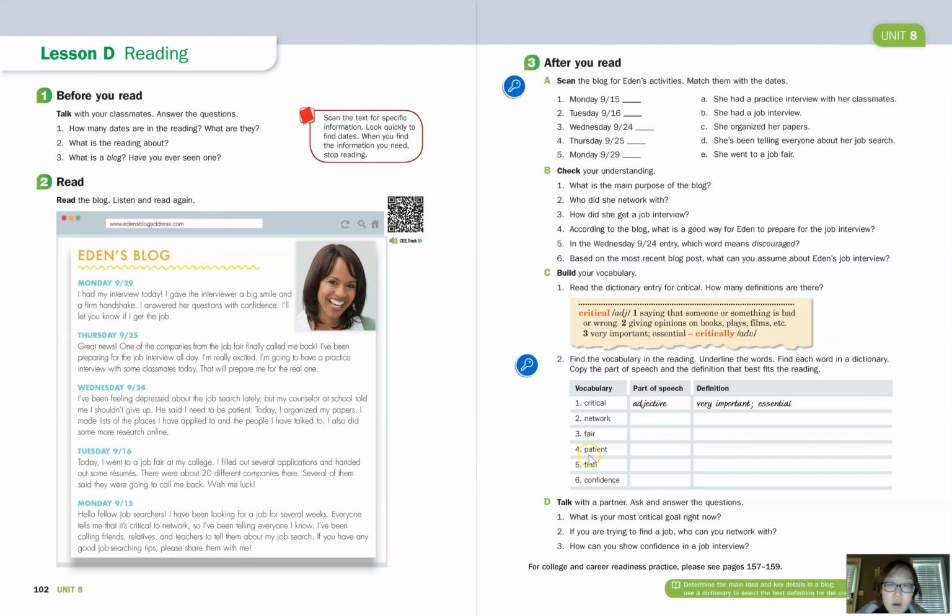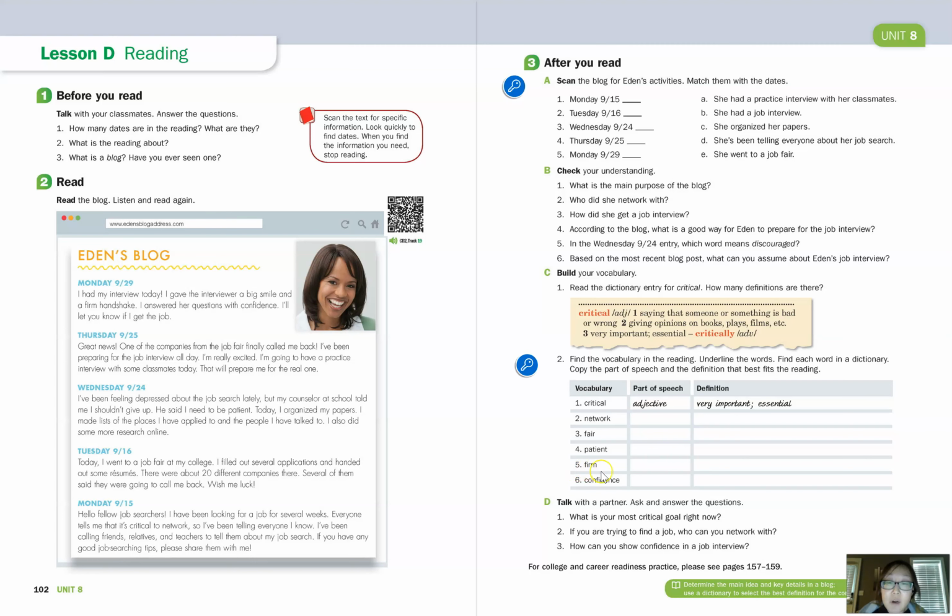Okay, and then number 4, patient. We can see that here. He said, "I need to be patient." Okay, so patient is an adjective. And it means, in this case, to be willing to wait. Okay, now you might know another word, patient, or another definition, which is a noun, and it's patient in a hospital. Okay, so let's keep going.